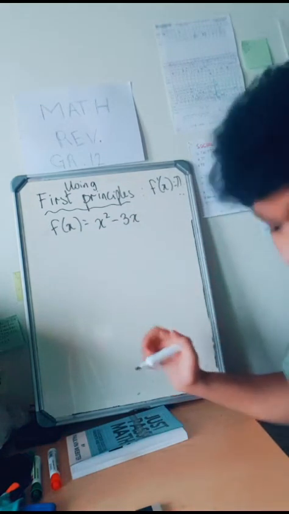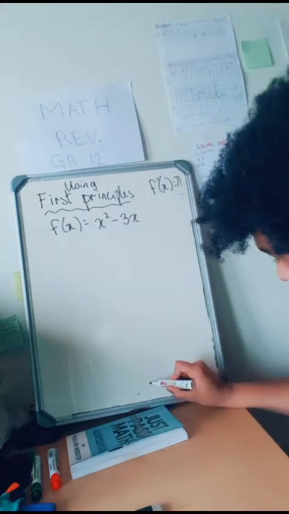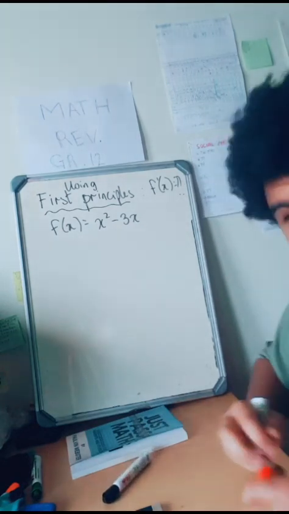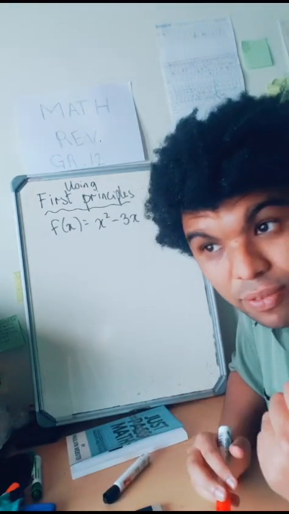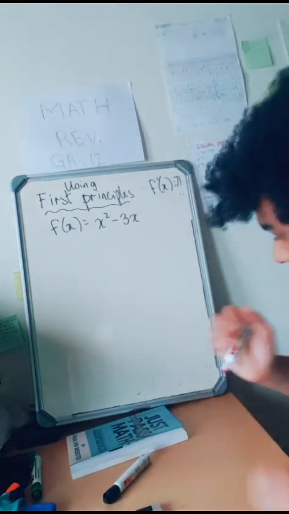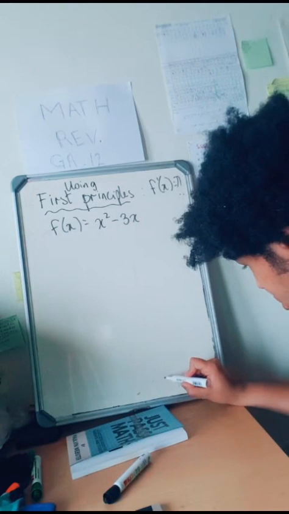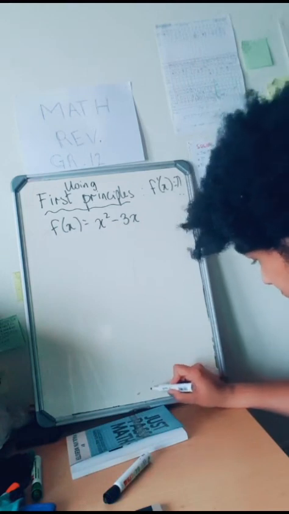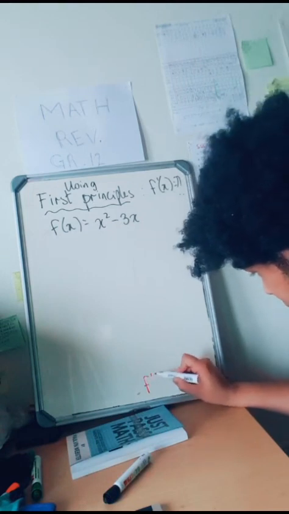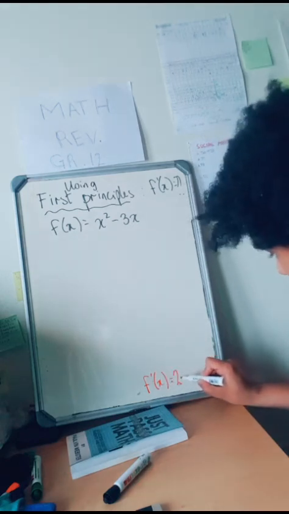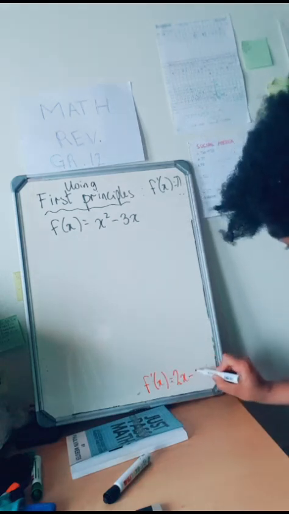So remember, at the end of the day, this should be our answer. I'm going to write it here in red because you use your differentiation rules. So at the end of the day, you know your answer. Let's see if I can do it here. Your answer should be 2x minus 3.